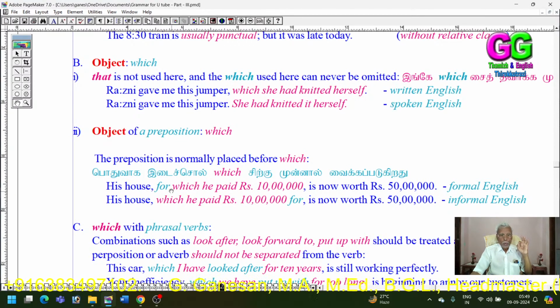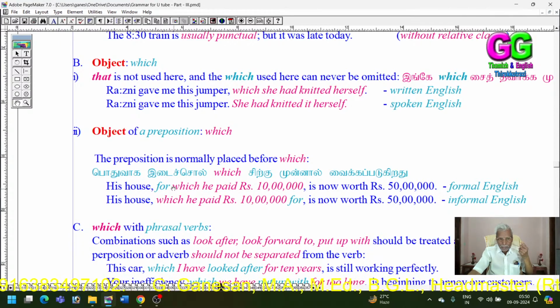His house, for which he paid rupees 10 lakhs, is now worth rupees 50 lakh. Formal English: the house for which he paid rupees 10 lakh is now worth rupees 50 lakh. Many students, here, this is the "for which he paid rupees 10 lakhs". This is the non-defining relative clause. Here, which is the object, and for is the preposition. Here is the formal English.